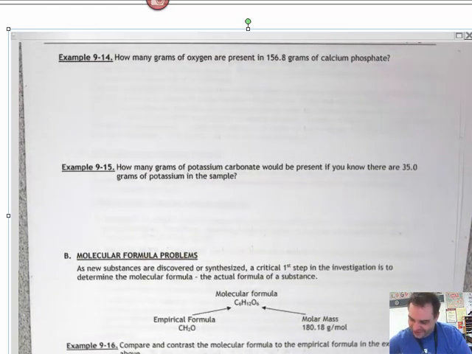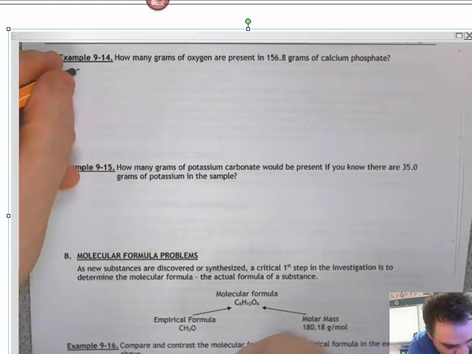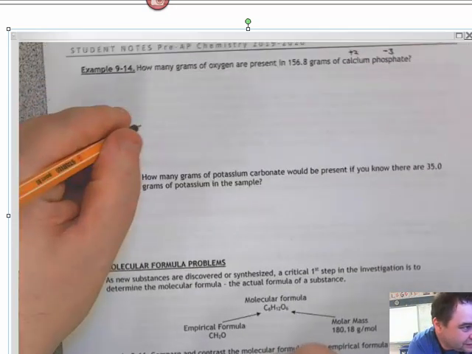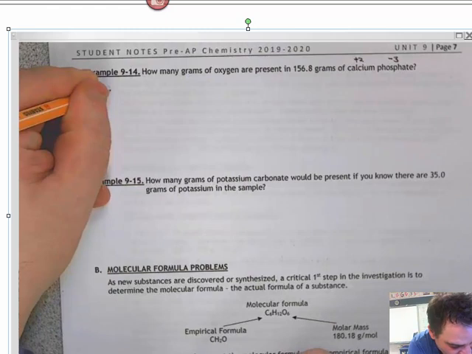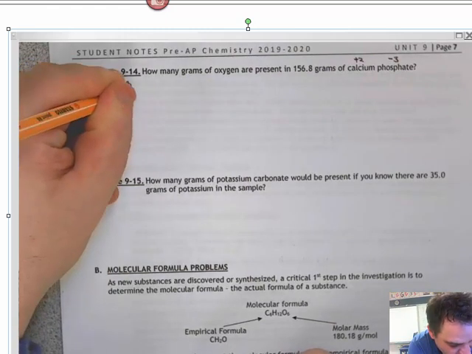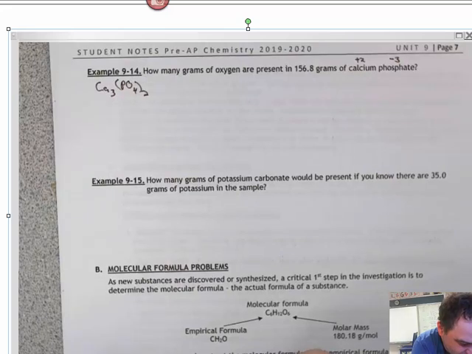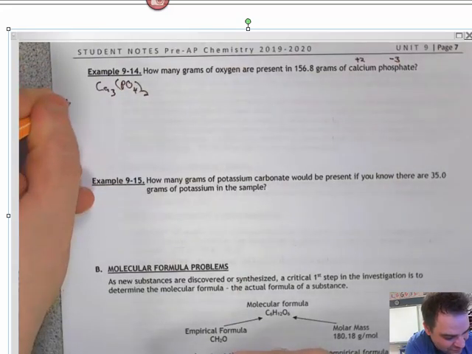Okay, here. So first we're going to write out what calcium phosphate is. Here we go. Plus 2, minus 3. Calcium phosphate is Ca3(PO4)2. Okay, so you're going to see me write an atypical reaction for this one.